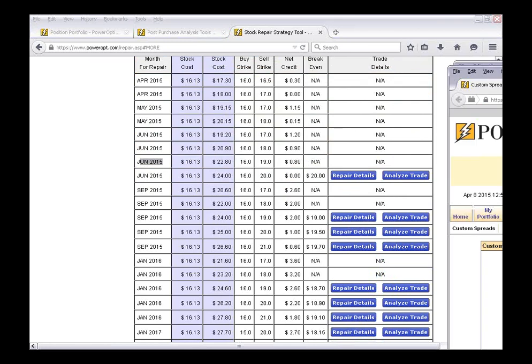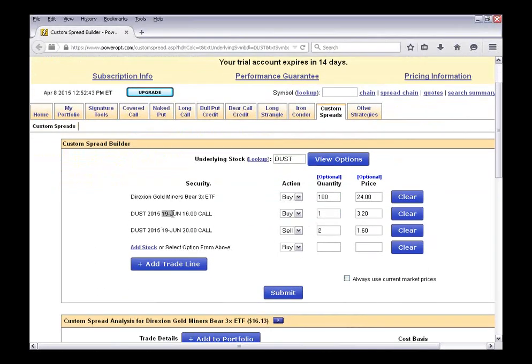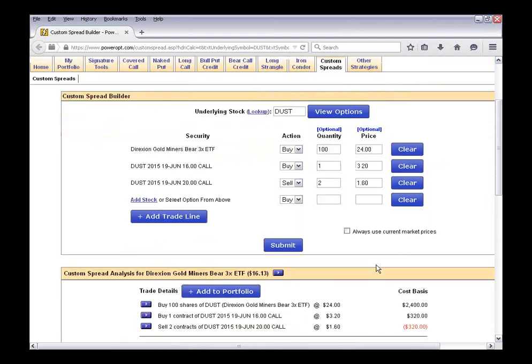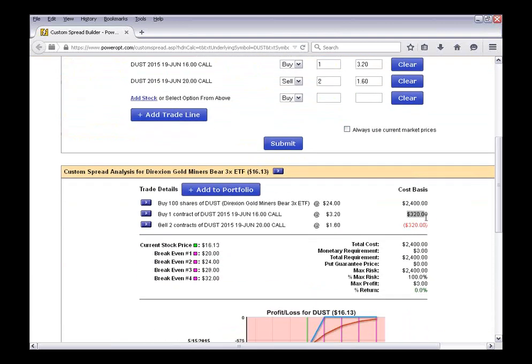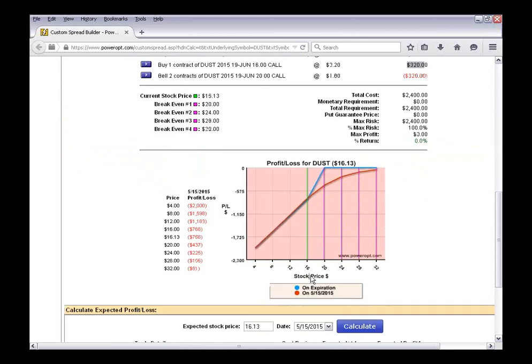Let's take a look one more time. In this particular repair for the ETF, we could buy one June 16 call for $3.20 and sell two June 20 calls at $1.60. Probably get better bid and ask, so you could probably convert this into a 10, 15, 20 cent net credit for your position. But right now it's a wash, right? We're buying one at $3.20, selling two calls at $1.60. So we're not getting anything positive, paying in $3.20, paying out $3.20. But it gets us back to break even if the stock is trading just at $20 per share.